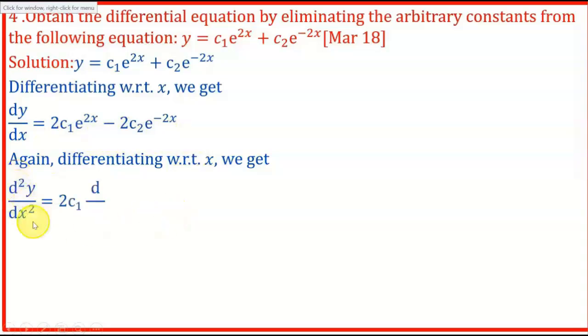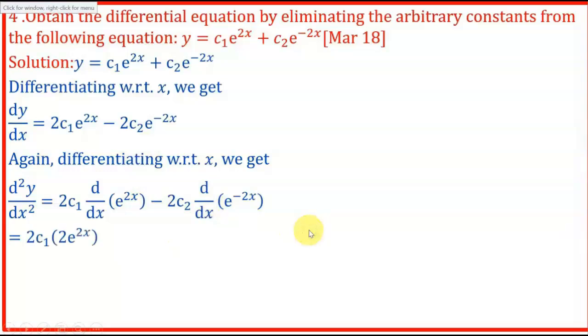d2y by dx square: the derivative of e raised to 2x is 2 e raised to 2x, minus 2c2 times d by dx of e raised to minus 2x, 2c2 e raised to minus 2x. Again its derivative is minus 2 e raised to minus 2x. Minus minus will become again plus. Therefore you will get 4c1 e raised to 2x plus 4c2 e raised to minus 2x.